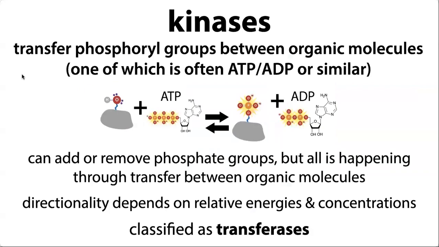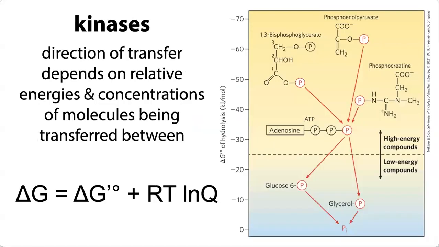Now, when we have a kinase catalyzing a reaction, just like any enzyme, a kinase is going to catalyze both the forward and the reverse directions. The directionality that is going to happen is going to depend on a couple things, just like the directionality of any sort of reaction. It's going to depend on the relative energies and concentrations of the molecules being transferred between.